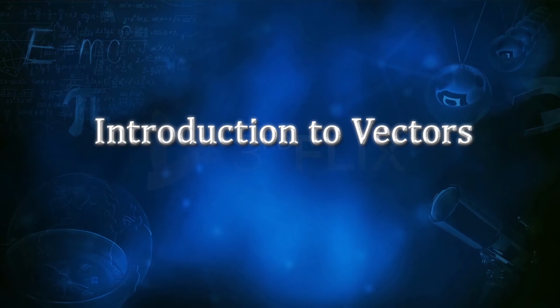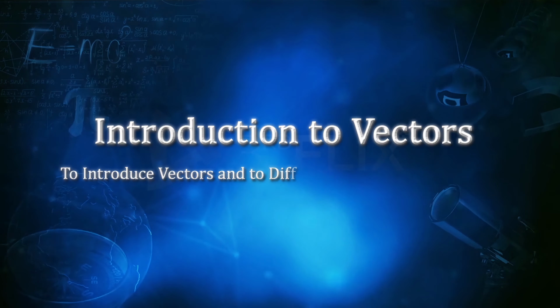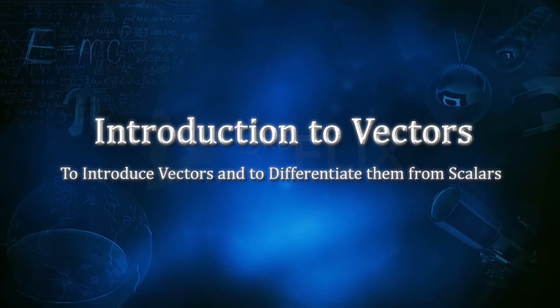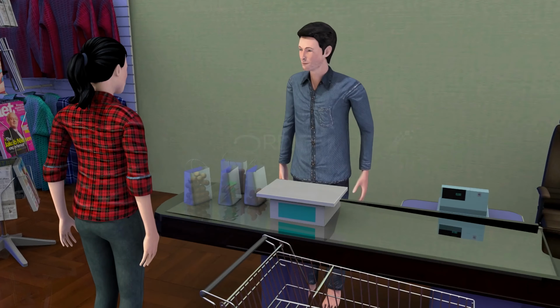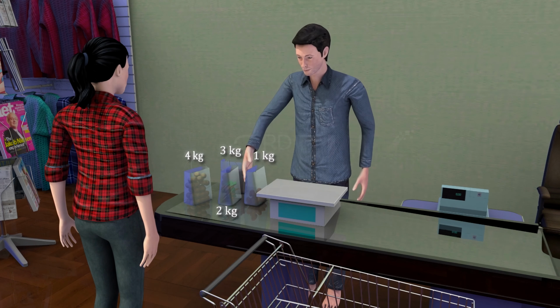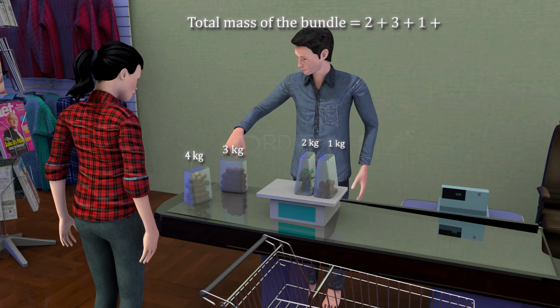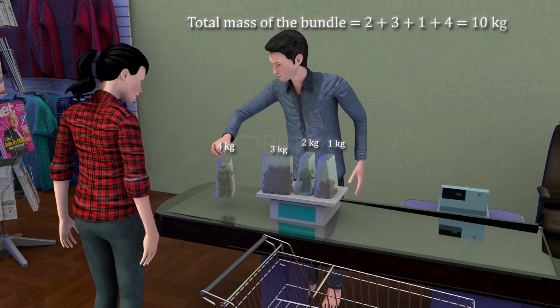Introduction to vectors. Objective: to introduce vectors and to differentiate them from scalars. Consider a bundle of few objects. Total mass of the bundle is simply the algebraic sum of the masses of individual objects.